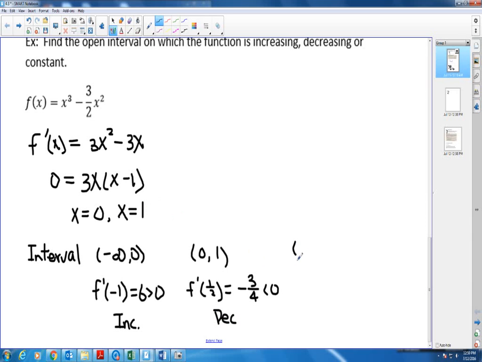To the right side of 1, the interval from 1 to infinity, I'm going to use positive 2. F prime of 2, 6, positive 6 again, greater than 0. So that part will be increasing. So my interval of increasing is negative infinity to 0 and 1 to infinity. The part that is decreasing is 0 to 1. So if I go from increase to decrease, decrease to increase, that tells me something's going on in between, which I will talk about later on.